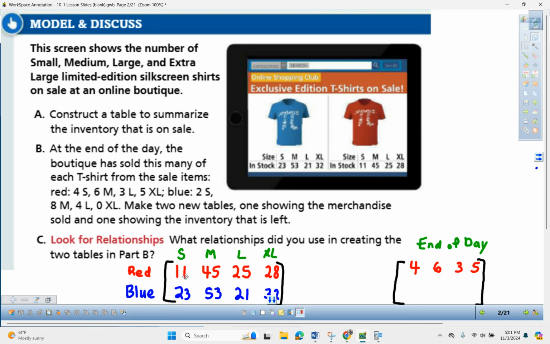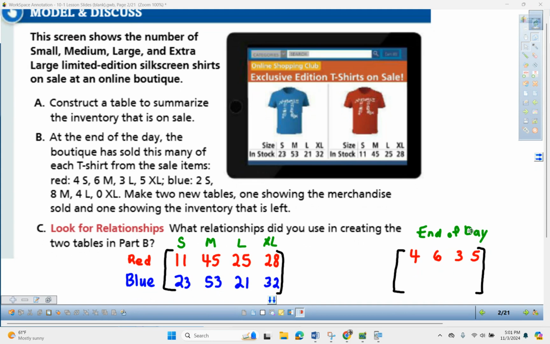So we know anything in the first column is the small T-shirts, whether it's red or blue. Second would be medium, third would be large, and extra large for the fourth column. We said rows by columns, so in a matrix, that's how we identify it. It's got 2 rows and 4 columns.